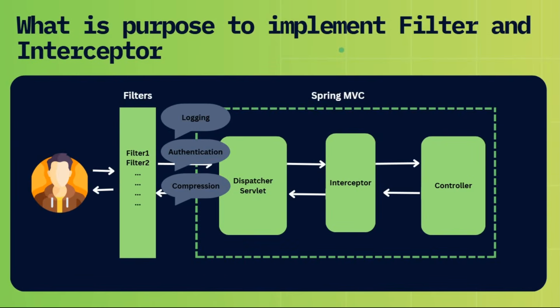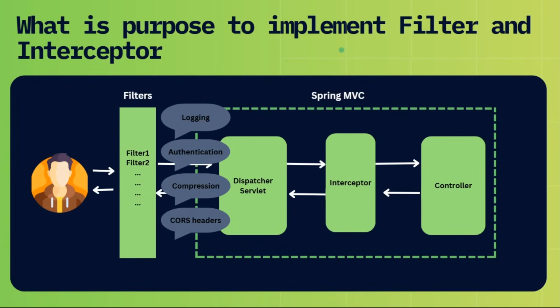4. CORS headers. CORS stands for cross-origin resource sharing. If your front-end and back-end are on different domains, browsers block requests by default. A filter can add CORS headers to the response, like Access-Control-Allow-Origin, to allow cross-origin requests and avoid CORS errors.